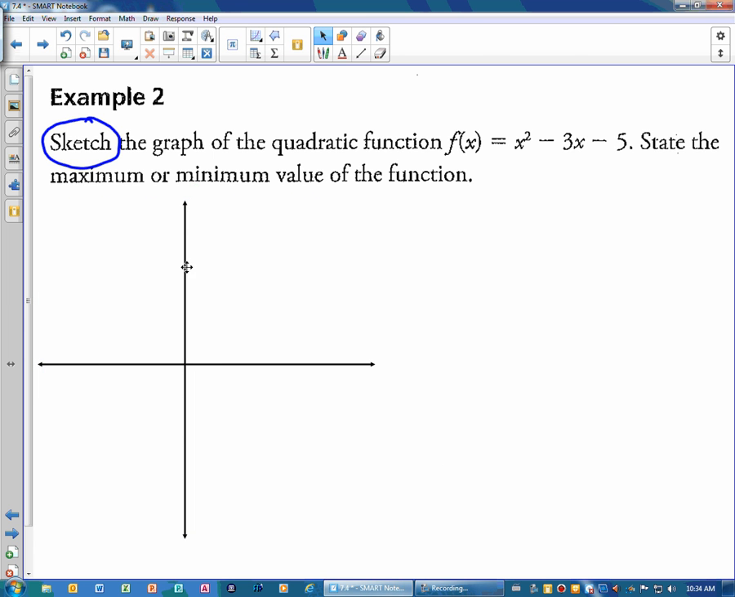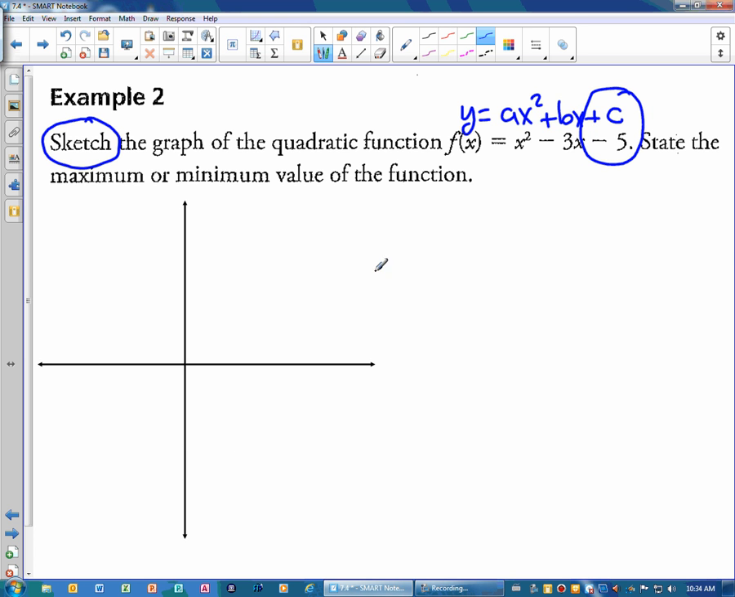Now, if you sketch, you still need an x and y axis, so I'm definitely going to leave that there. Look at how my equation is already in the form of y equals ax squared plus bx plus c. So while I'm in this form, before I do anything, I'm going to pull out my y-intercept. My y-intercept is negative 5. So when you're sketching, you have to say what your y-intercept is. You can't just count squares, because there are no squares. You can put your dot roughly where you think negative 5 goes, and you have to label it.